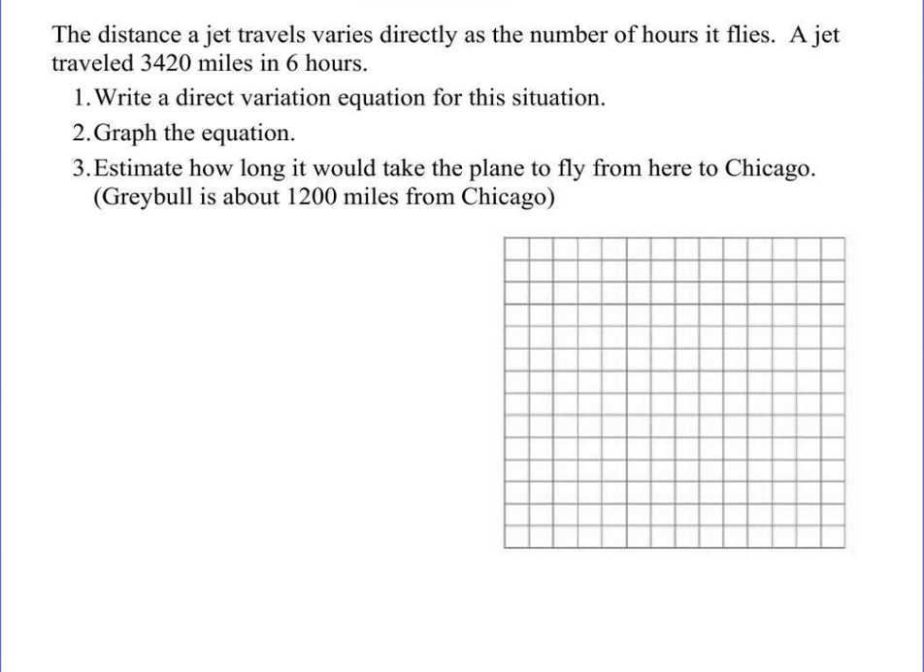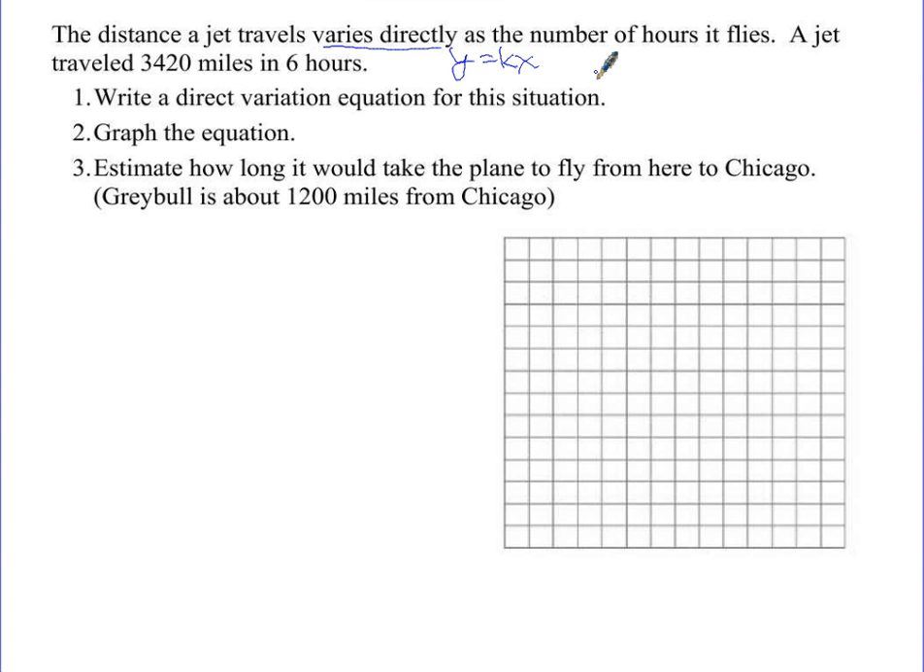As you read this problem, it says the distance a jet travels varies directly as the number of hours it flies. As soon as I read that sentence and I see this varies directly thing, something should pop into my mind immediately. What should pop into my mind? The equation, y equals kx, yeah. So we're going to be working with y equals kx on this problem too, even though it's a story problem.